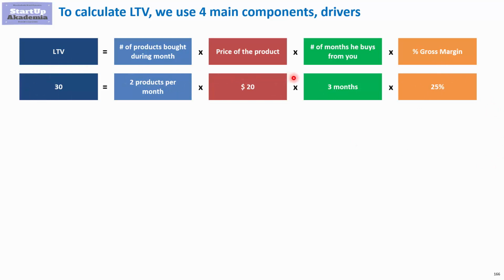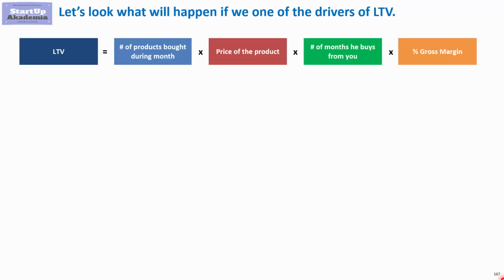We get it simply by multiplying 2 by 20, which is 40, by 3 it's 120, and then 1/4 of that is exactly 30. In other words, during 3 months of the customer using our product, he generates for us a total gross margin of $30. Now, the fact that we have 4 main drivers of LTV means that we have different ways to increase the lifetime value. And the general approach will be like this.